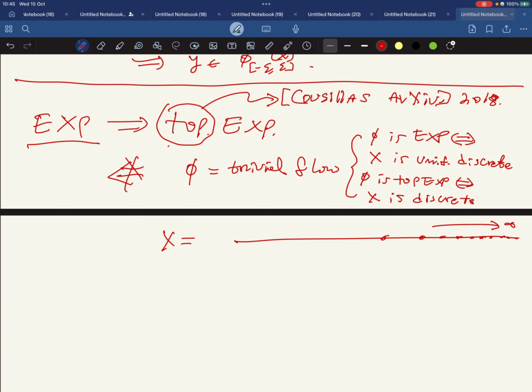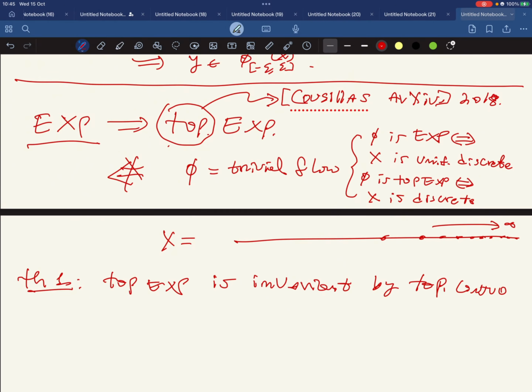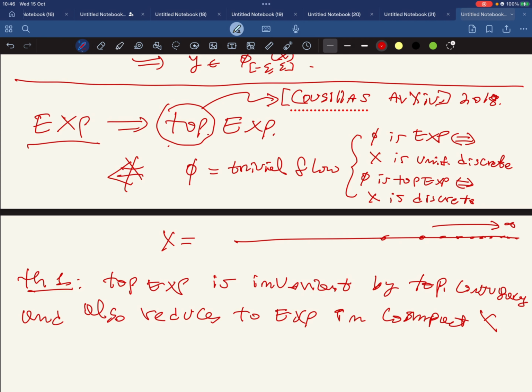Okay, I will give the second example later, a more interesting example, but for the moment, let me state theorem one. We say that topological expansivity is invariant by topological conjugacy, and also reduces to expansivity in compact spaces. Okay, this is theorem one, which makes a difference with the previous rescaling expansive definition.